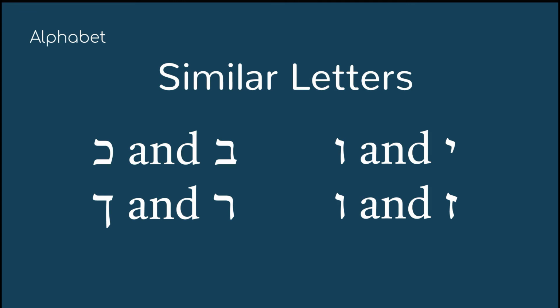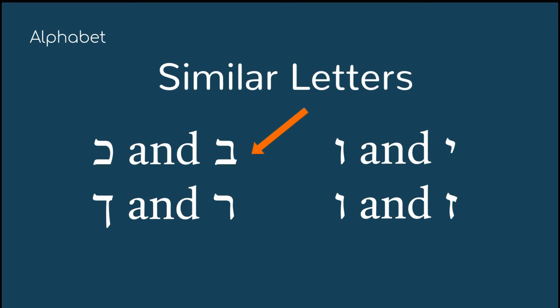Finally, here are some similar letters that you'll want to take note of. We'll start on the right-hand side. The yod and the vav look quite similar, except that the vav is written a little bit longer. The two letters are actually confused quite a bit in ancient manuscripts. Next, we have zayin and vav. The difference is that the zayin has a longer stroke in the top.